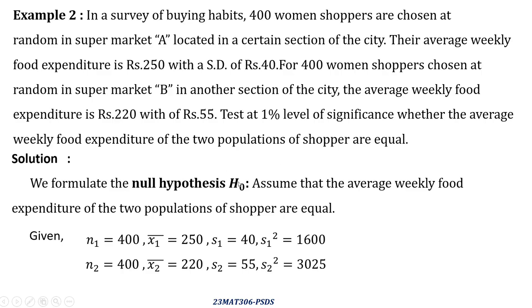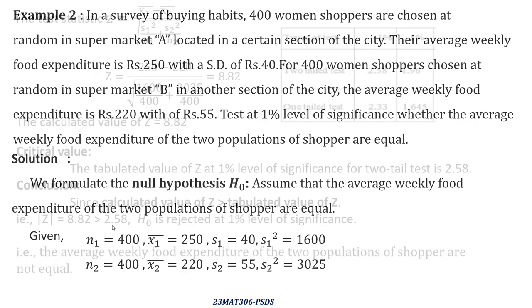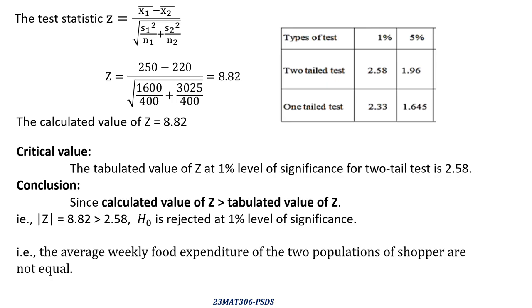Then what is the null hypothesis? We take mu1 equal to mu2, that is, the average weekly food expenditure of the two populations of shoppers is equal. H1 means it is not equal. All the values are given here, we just have to take them and substitute the known values in this formula.